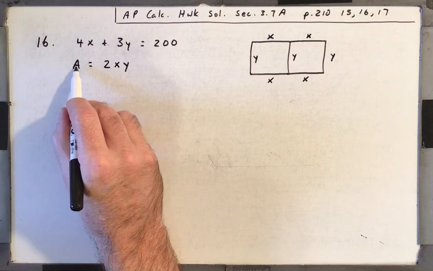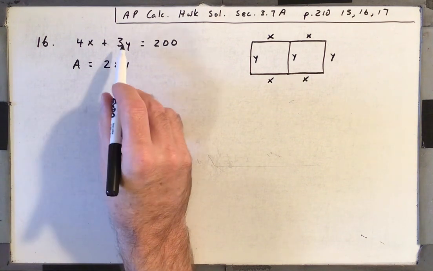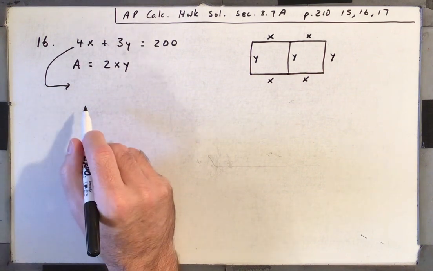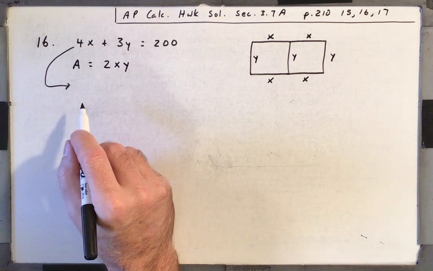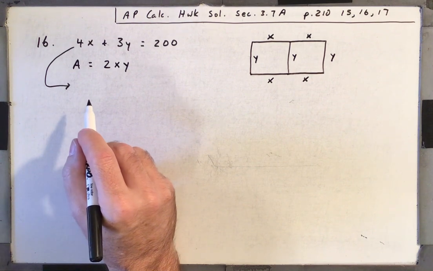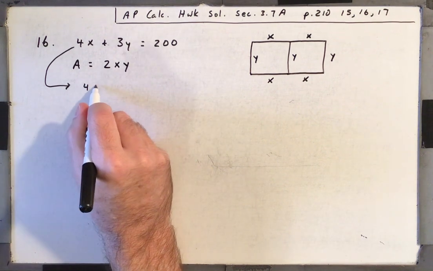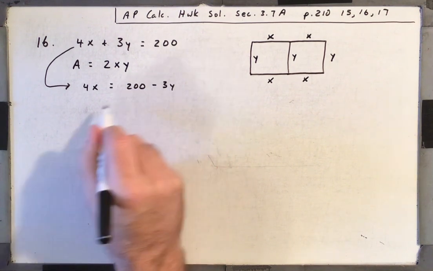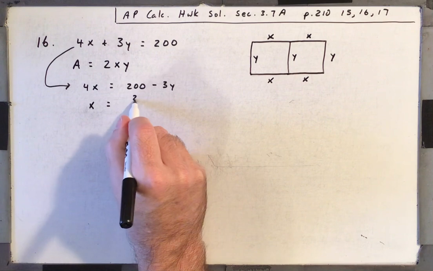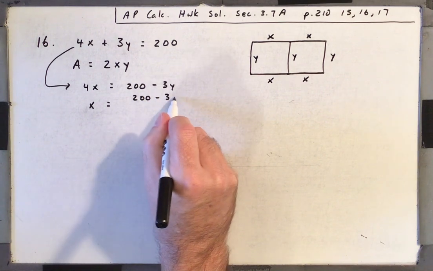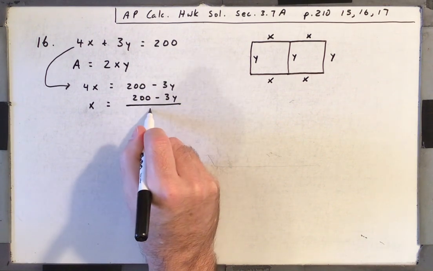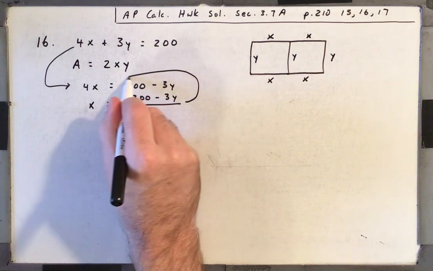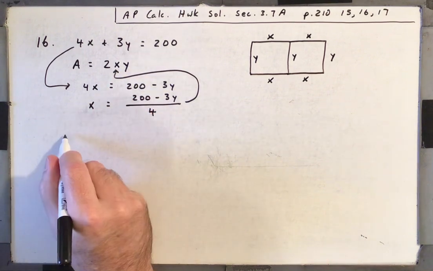Okay, we're going to be taking the derivative of area. That's what we're trying to maximize. So we're going to rewrite this equation. And it doesn't matter which one you substitute for. We can say 4x is equal to 200 minus 3y. So x is 200 minus 3y over 4. So that's x, so I'm going to plug that in for x right there.